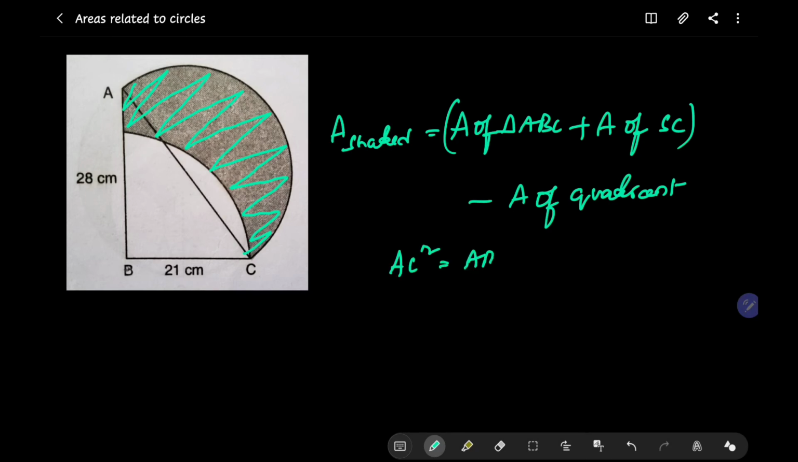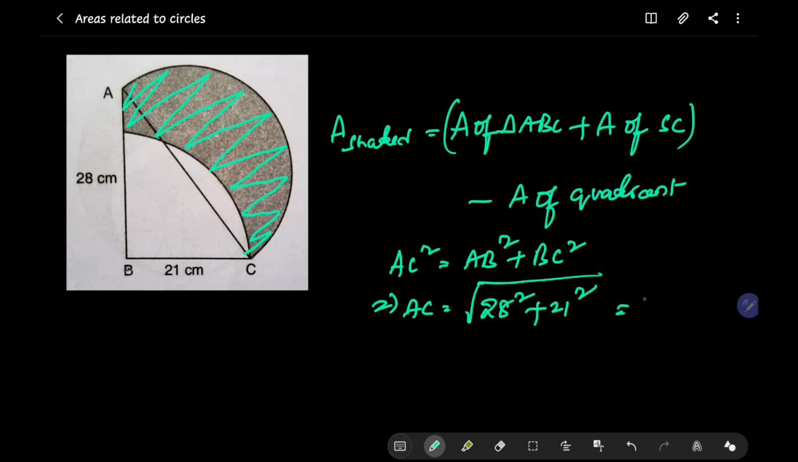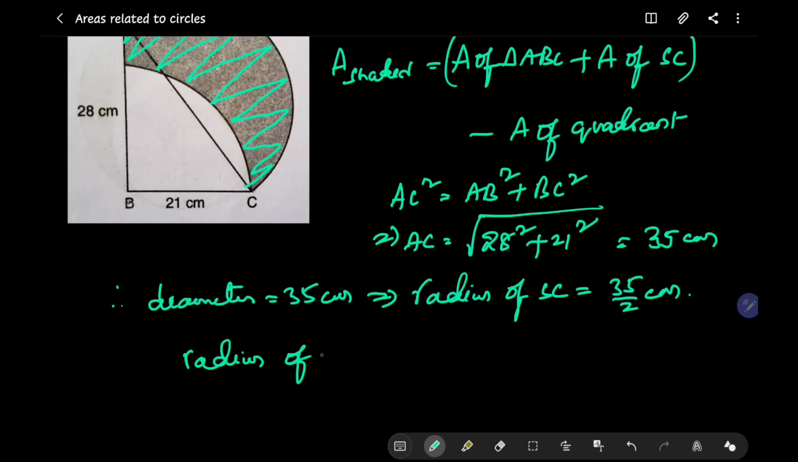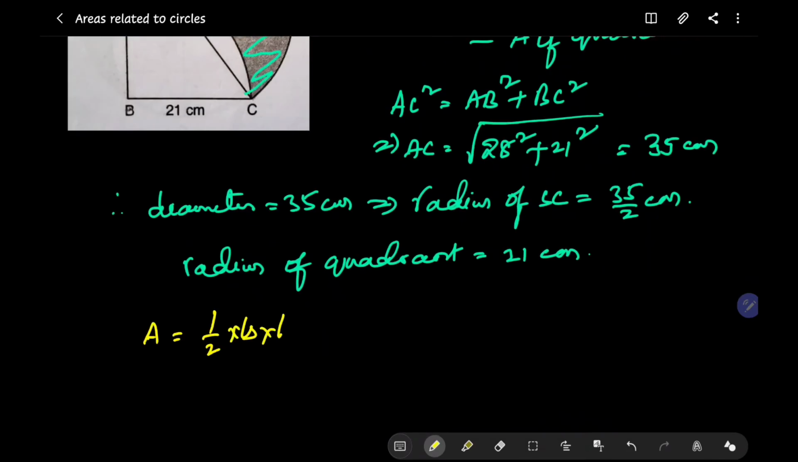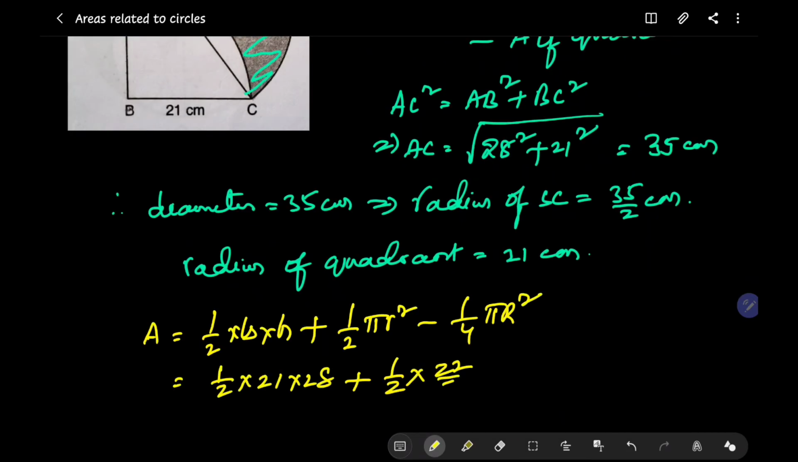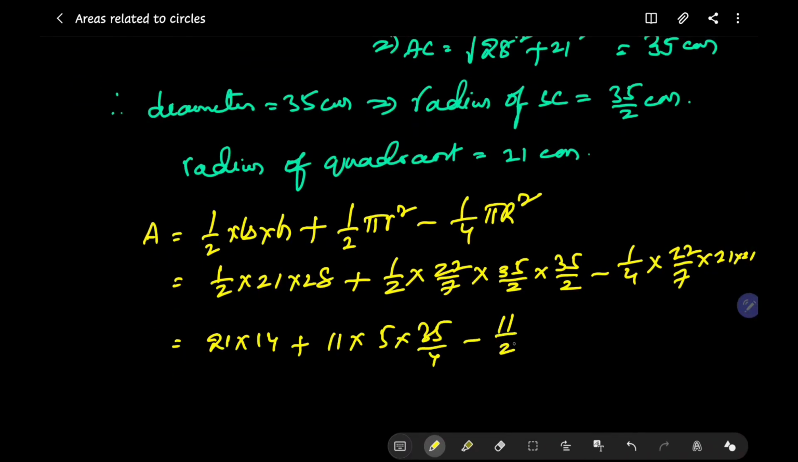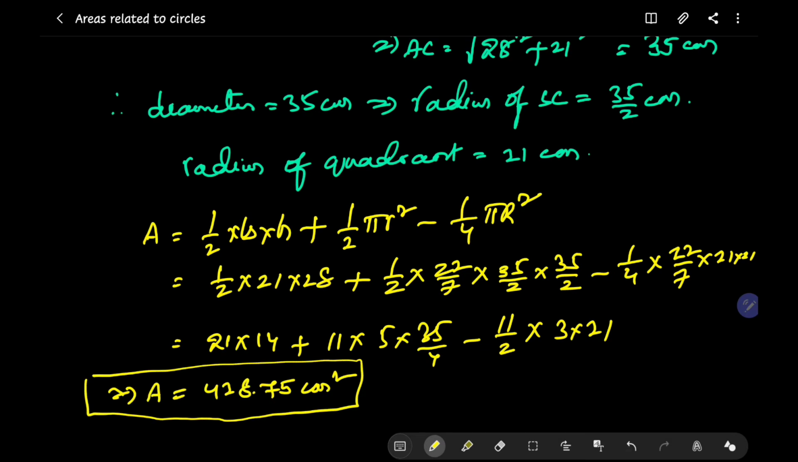By the usage of Pythagoras theorem in triangle ABC, we can get the length of AC as 35 centimeters, and hence the radius of the semicircle as 35/2 centimeters. Note that the radius of the quadrant is 21 centimeters, which is the length of the BC side. Now perform the subtraction as we discussed earlier with the help of the relevant formulae, and after substitution and simplification we'll get the area of the shaded region as 428.75 centimeters square.